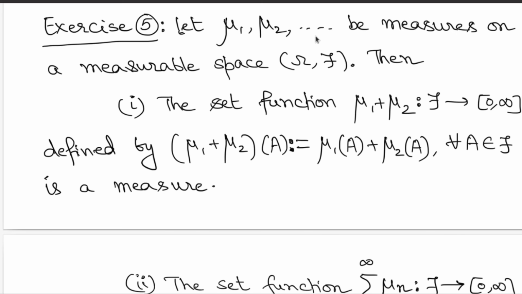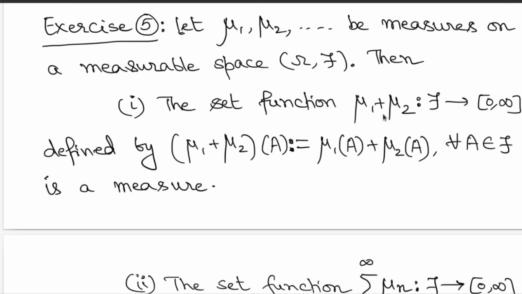But this motivates us to look at this exercise, and this you can do for any measure. You don't have to restrict your attention to probability measures, but you can do it for any measures. So this is just a repeat of the earlier exercises that was done for the probability measures. So what is this? If you have mu1, mu2 and so on be measures on a fixed measurable space omega F, then you have this set of exercises.